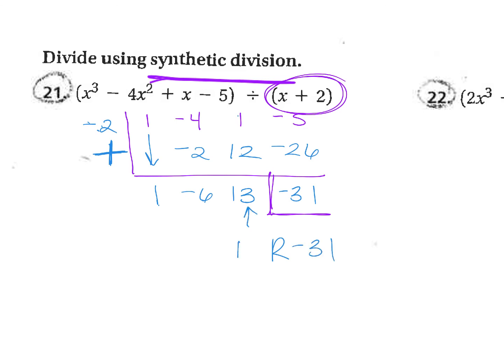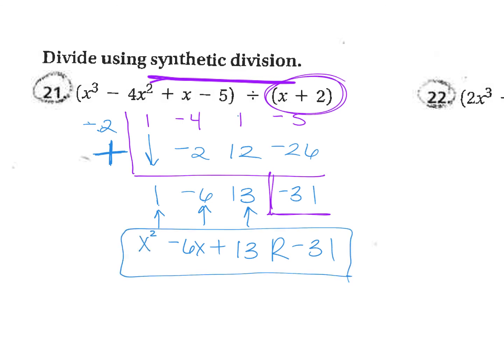This is your constant. This is your linear term. So there's just an x attached to that one. And this is your quadratic term. So 1x squared. So this would be your answer.